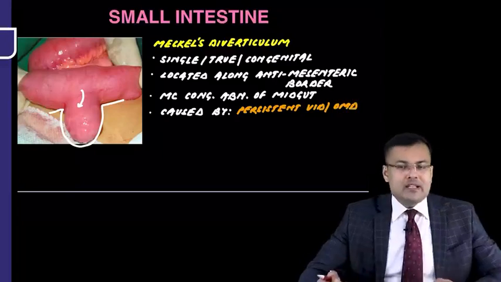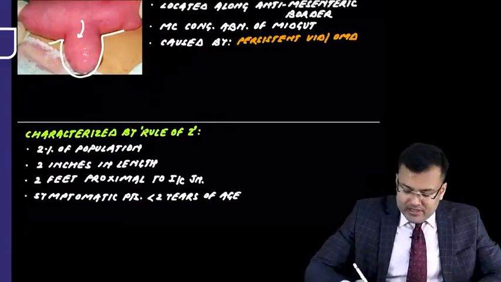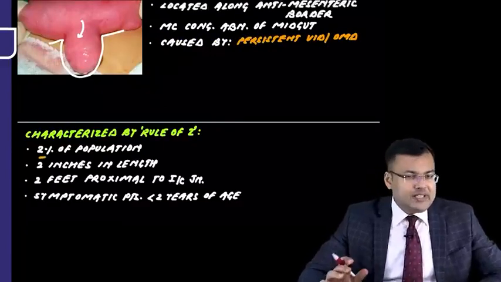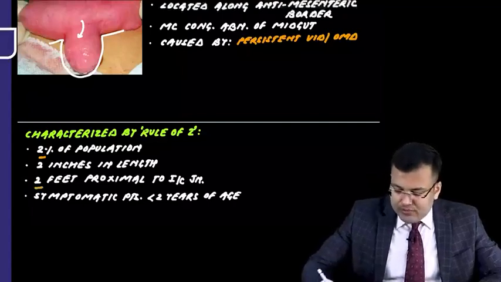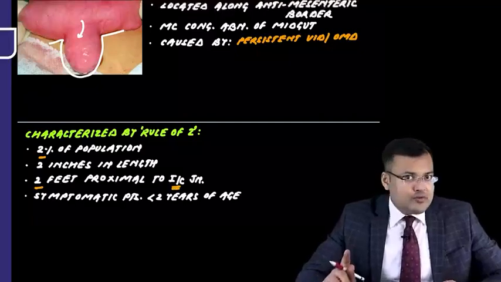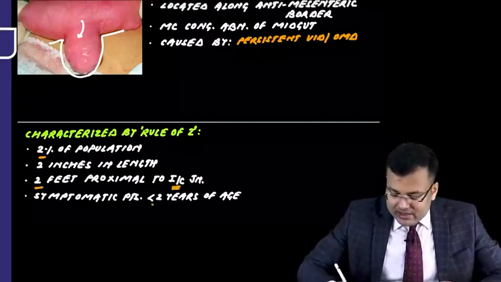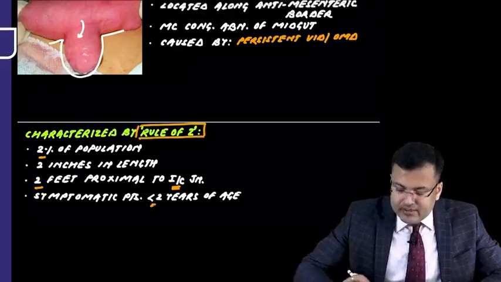You know that Meckel's diverticulum is characterized by the rule of 2. So Meckel's diverticulum is seen in 2% of the population. What is the length? It is 2 inches in length. Location, it is located 2 feet proximal to the ileocecal junction. And most of the symptomatic patients are less than 2 years of age. So this is the rule of 2.